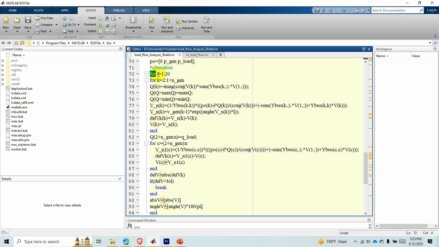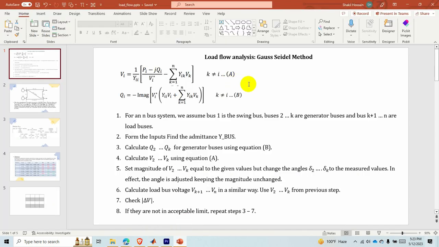Here I took the iteration from 1 to 20. This loop is for calculating the reactive power of the generator bus and calculating the bus voltage of the generator bus. So I start from 2 to 1 plus the number of generator buses. This equation is written like that.